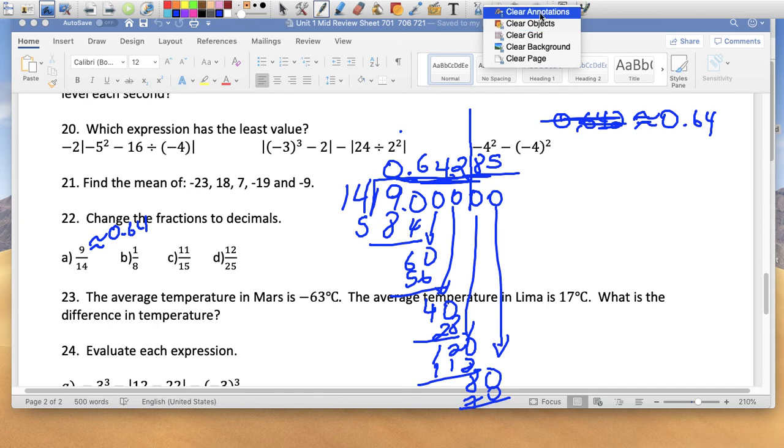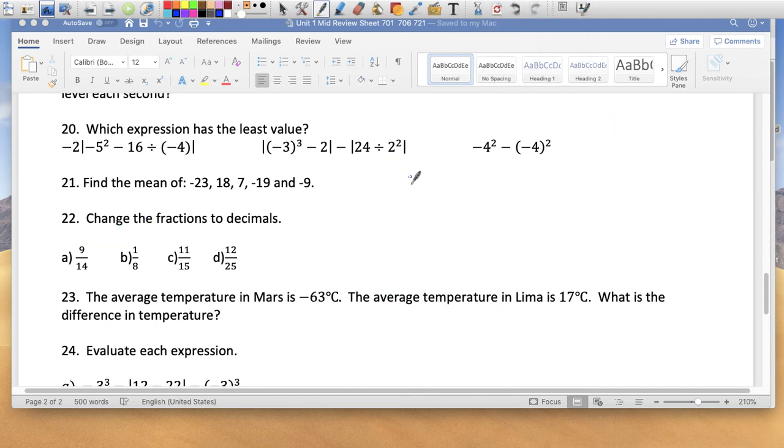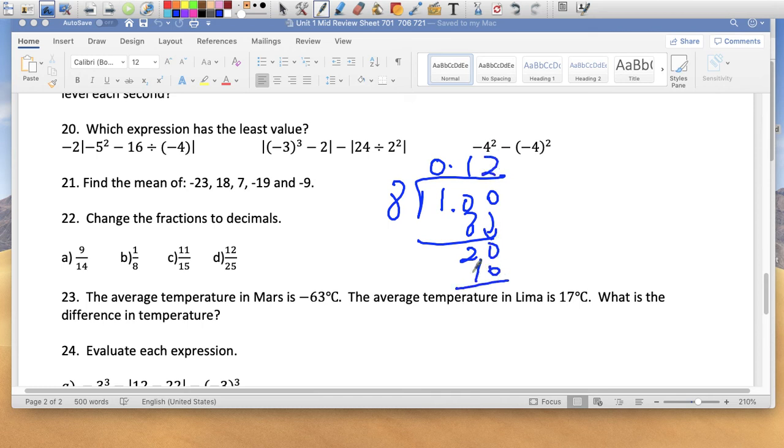All right, 1 over 8. 1 divided by 8. 0.0, 0. What is that? 1, 8. 2, 0, 2, 16. 4, 0, 5. Oh, this one worked out. 0.125. That was nice.